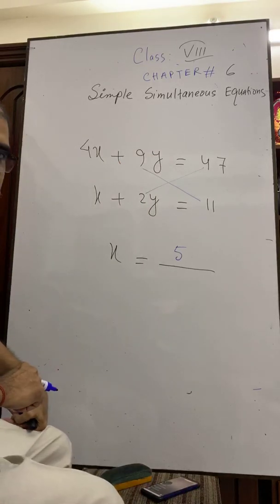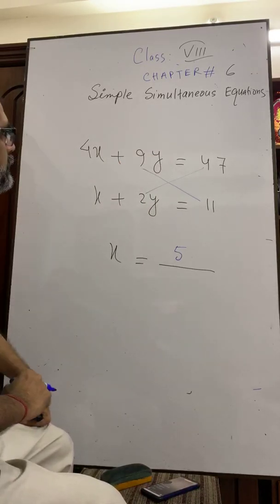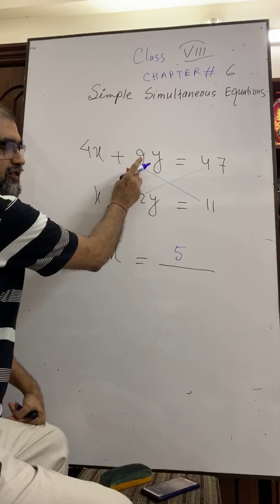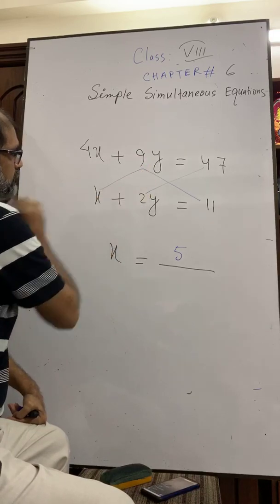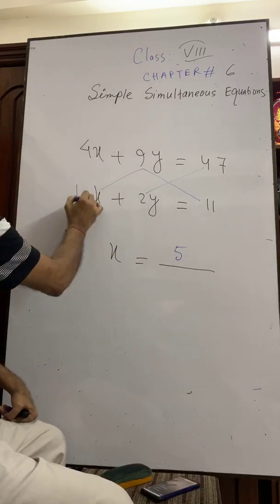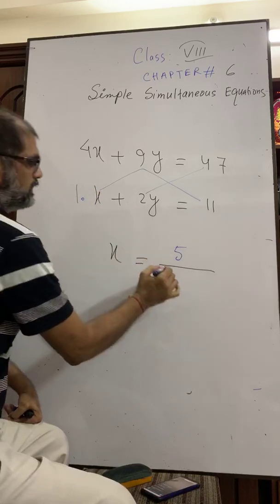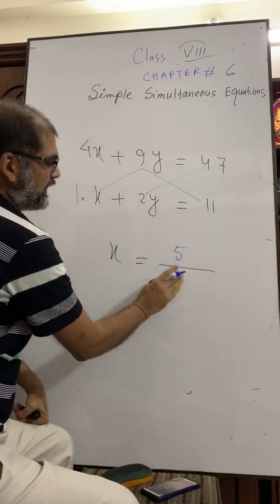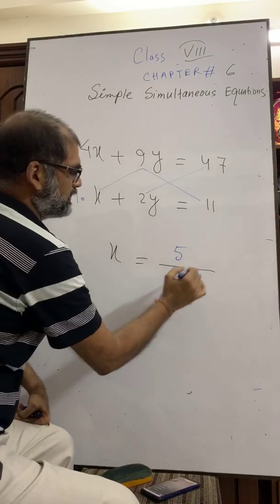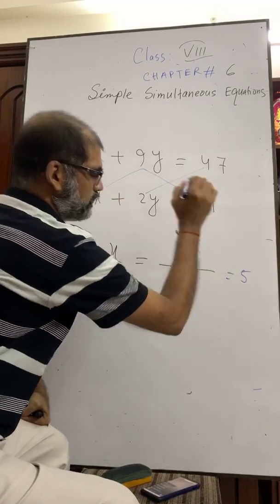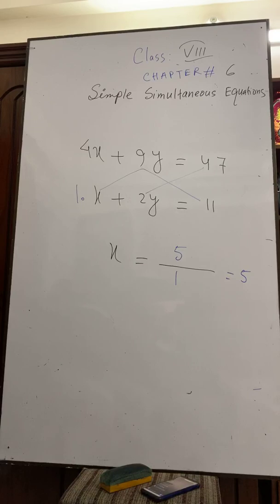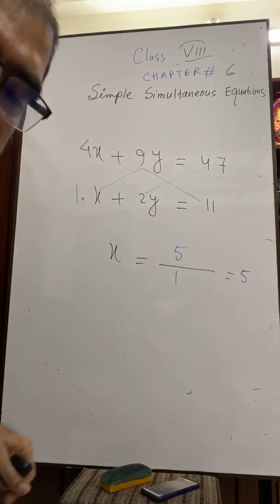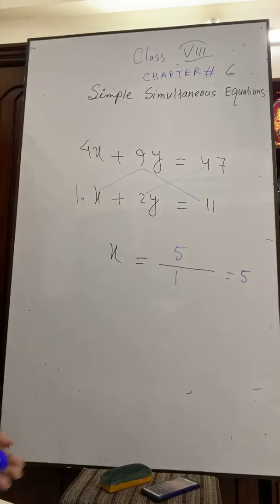Okay? Yes, it's okay. You started from this. Again, you start from this. There is 1 also. 9 into 1, 9 minus 4 into 2, 8. So 9 minus 8 equals to what? 1. So our answer is 5. My dear students, please let me know if you don't understand. It's my request.